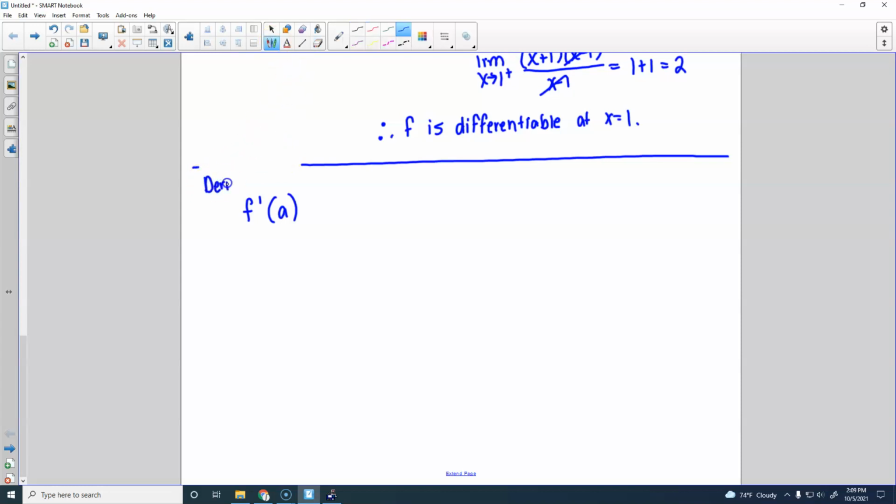Derivative at a point. Okay, so for a derivative at a point, we can use the one that we just did. Limit as x approaches a of f of x minus f of a over x minus a. And there, a is a number.